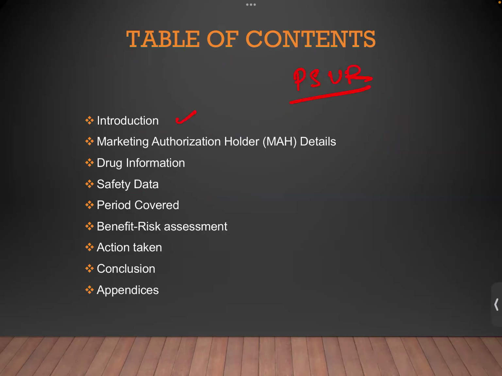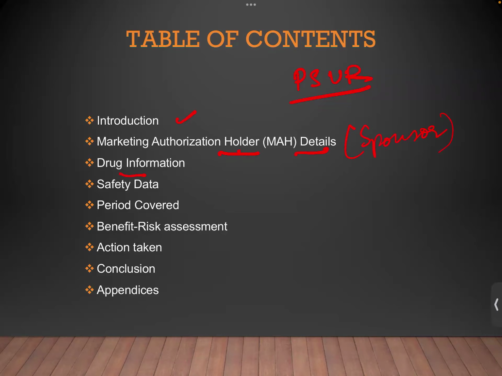Introduction. Maybe you are telling about the product. Mostly the introduction is about your product only, and where its safety stands as of now. Sponsor or marketing authorization holder details means sponsor details: Pfizer, Johnson and Johnson, maybe your ICMR produced some drug, WHO did, or maybe anyone, right? Drug information, all the information on your molecule.